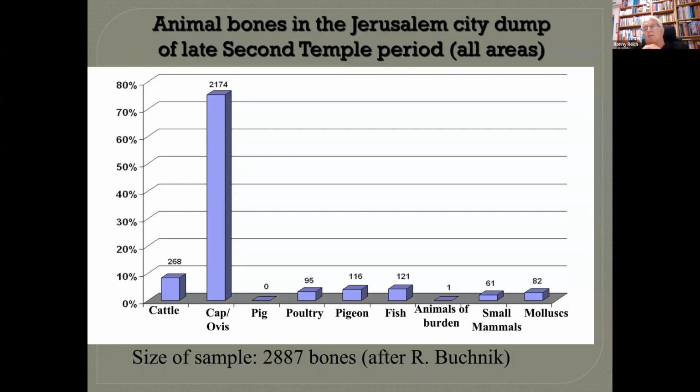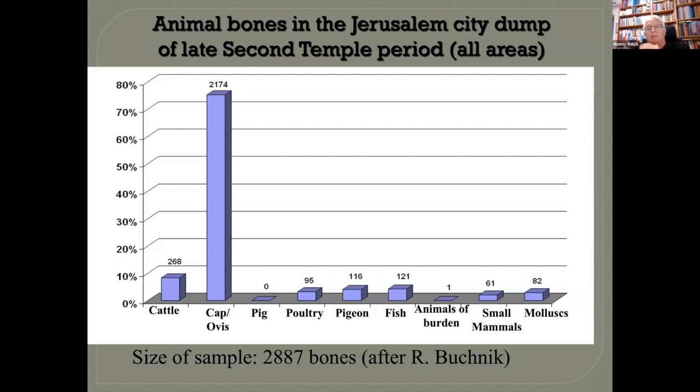You can see that the most that we find are bones of Capra ovis. These are goats and sheep. In fragments, you cannot tell the difference if it's a bone of a goat or of a sheep. But anyway, probably most of them are sheep. This is the Pesach offering, as you can imagine. But this is less important here.